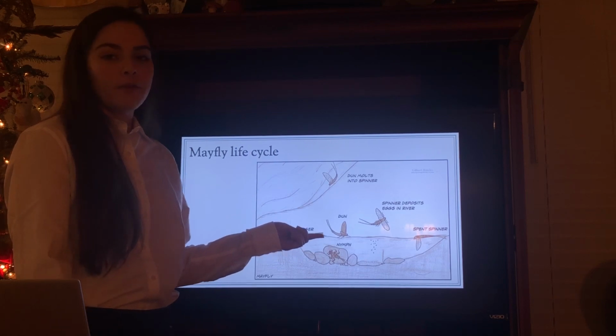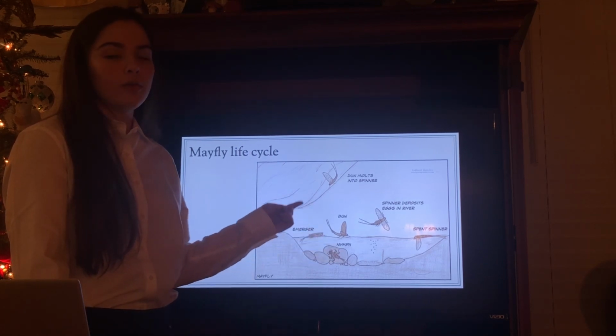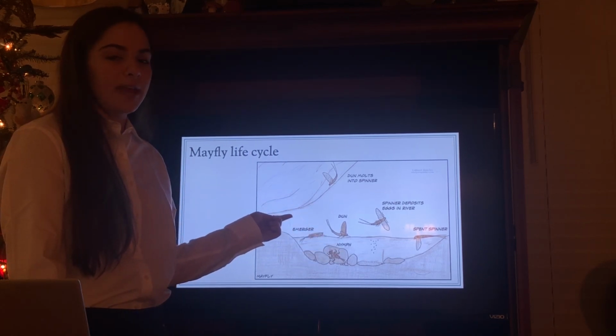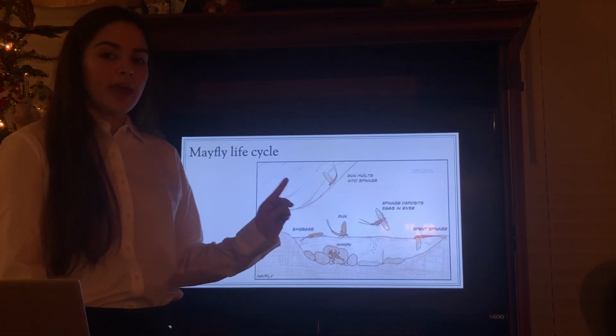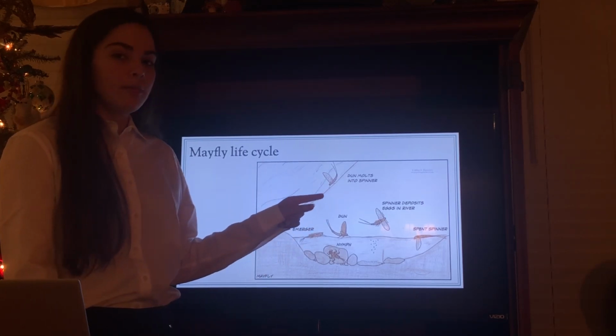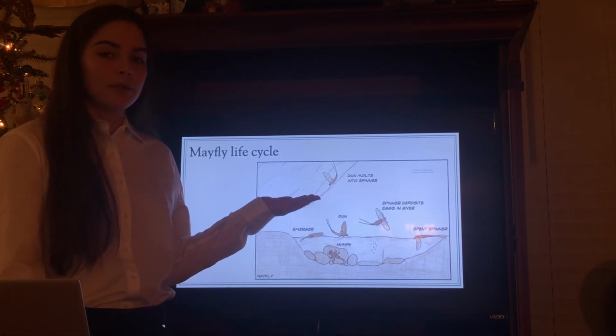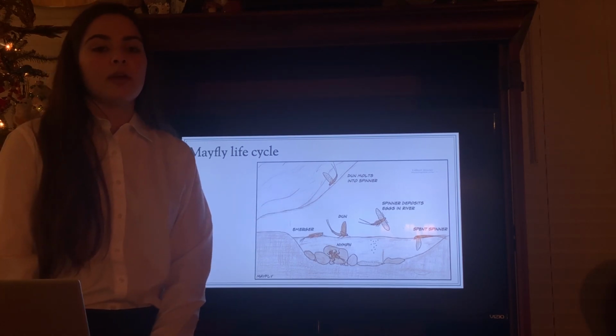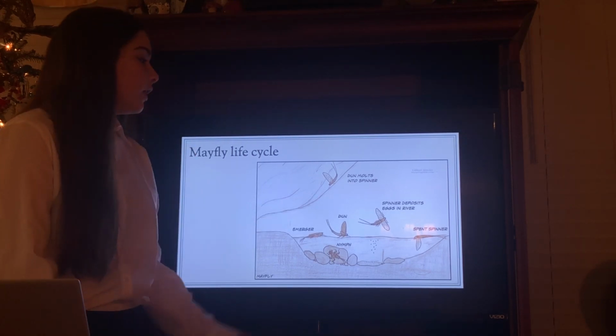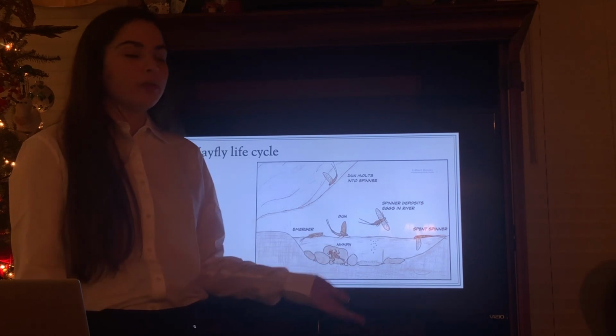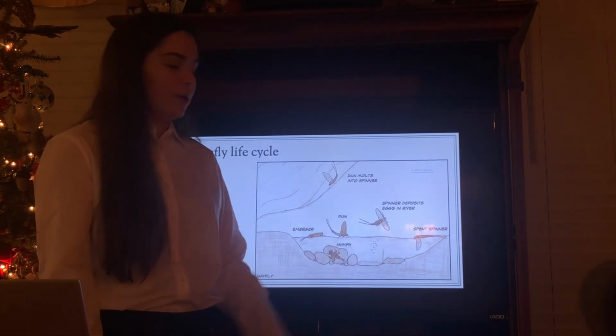The duns will live for a short time. The dun's lifespan lasts for about a day until it molts again and turns into an adult mayfly, which is also known as a spinner. Once the spinners mate and lay eggs, their body will start to fail them or they will die. This is known as a spent spinner.